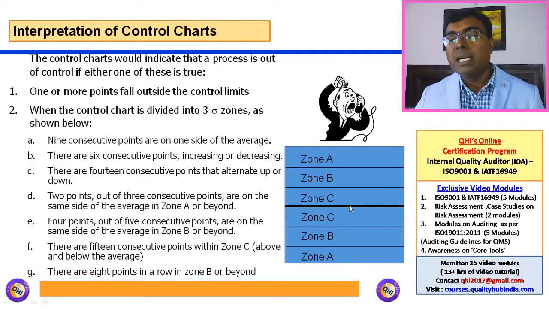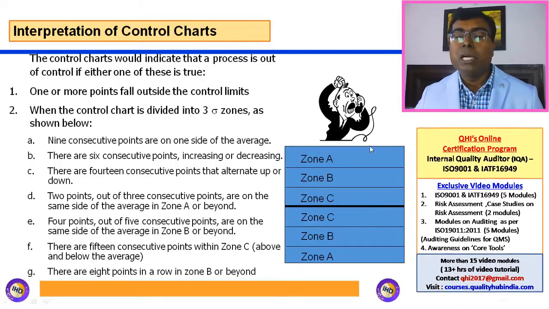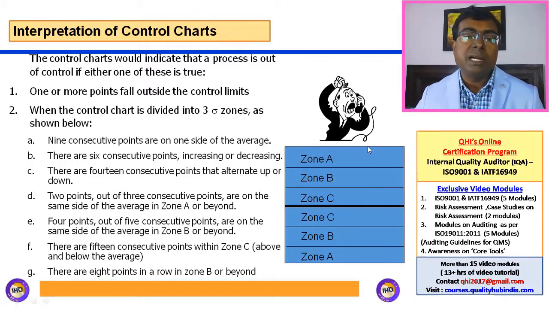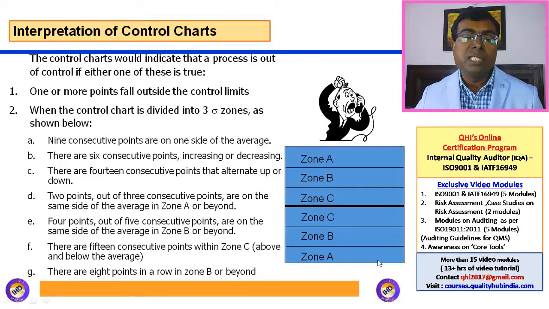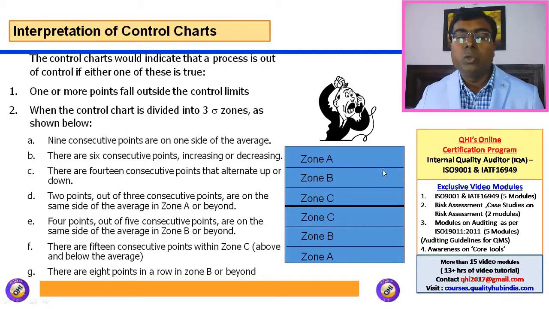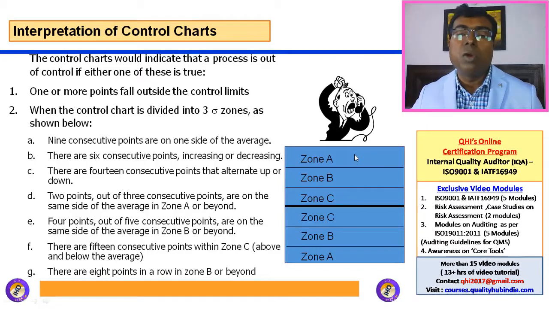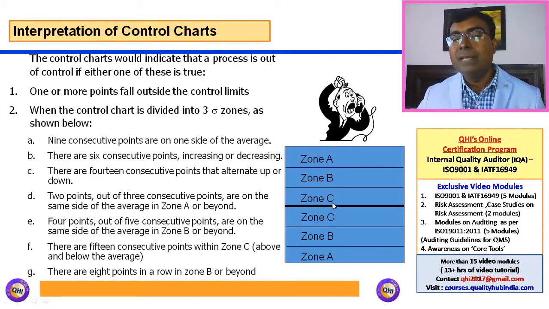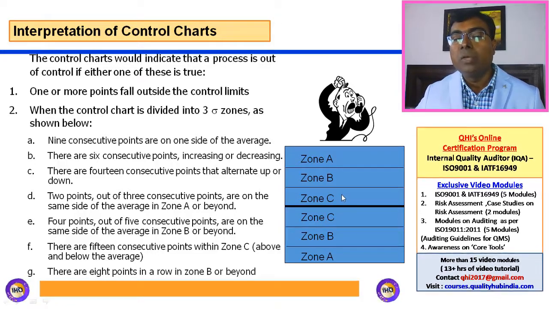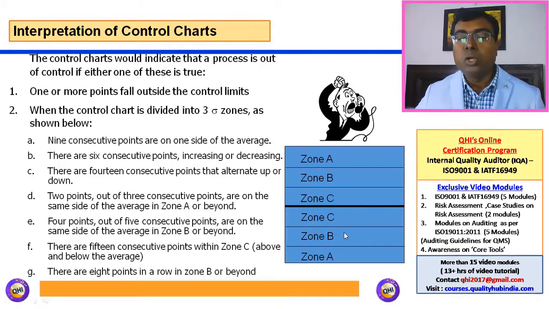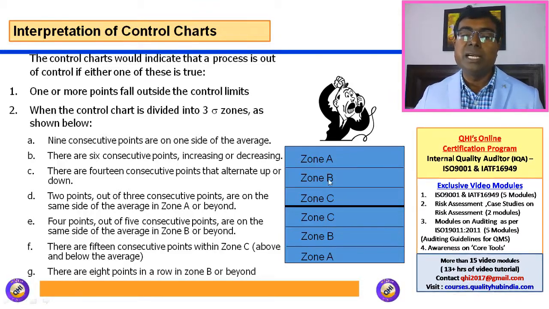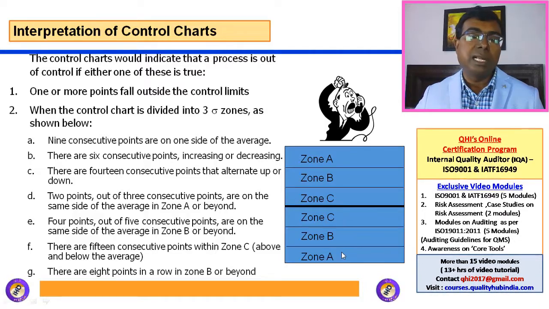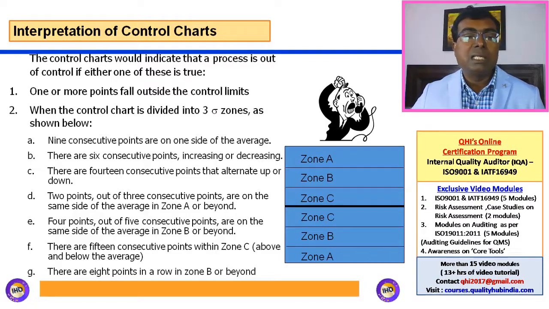As we know, the central line is the target line, and our upper control limit is above the target line by 3 sigma or 3 standard deviation, and the lower control limit is below the target line by 3 standard deviation, and every zone is basically 1 sigma or 1 standard deviation. So this is 1 standard deviation, the C zone here and here 1 standard deviation, this B is also 1 standard deviation, and A is also 1 standard deviation. That means this side is 3 standard deviation and this side is again 3 standard deviation. So now let's understand the other scenarios.